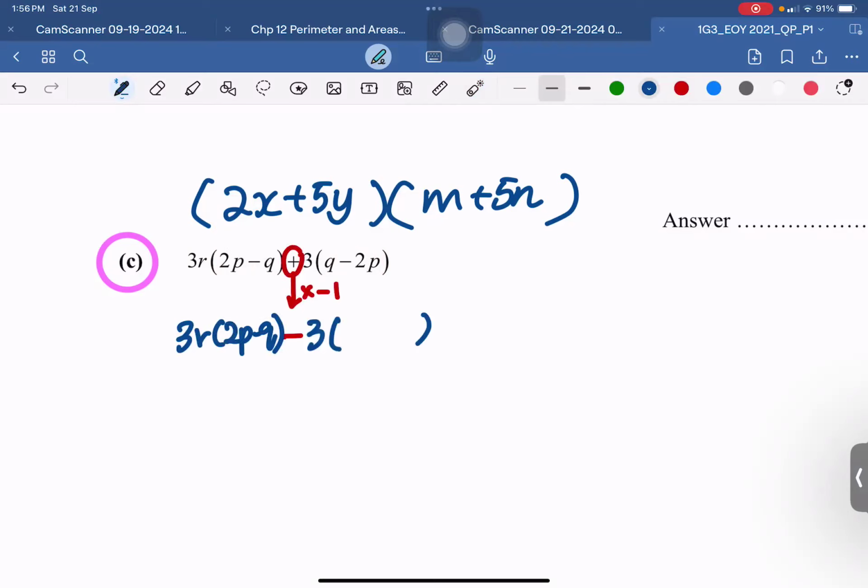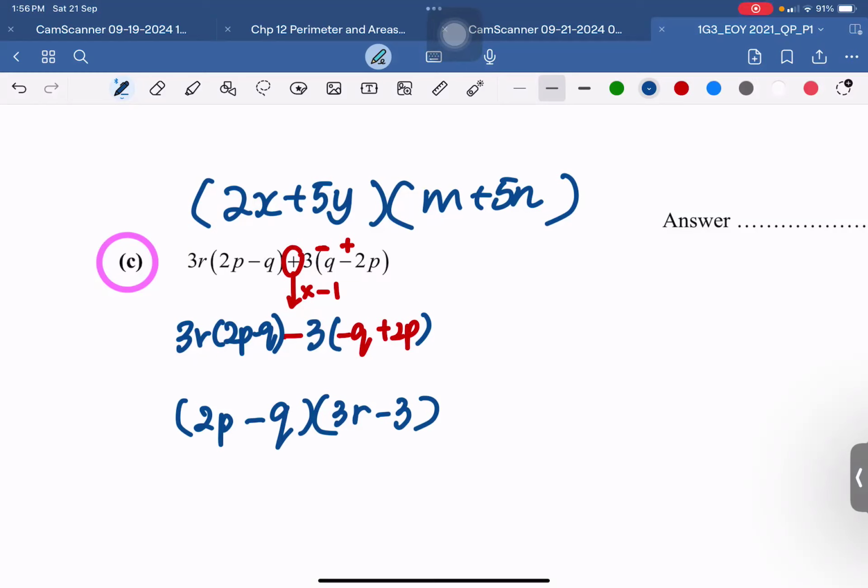Then this one over here will change sign, will become negative q, positive 2p. And now that they are the same, then we can have 2 brackets over here, 2p minus q, the other one 3r minus 3. Okay, how many of you got this as the answer?